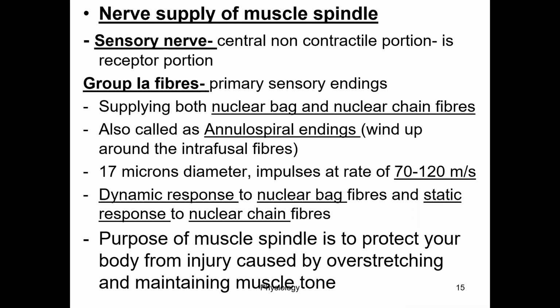So what are the different sensory nerves for the nuclear bag and nuclear chain fiber? That is called group 1A fiber. It is also called annulospiral ending. Now, why is it called annulospiral ending? Because these nerve fibers literally wind up around the central portion of the intrafusal fiber, and that's why it is called annulospiral ending.